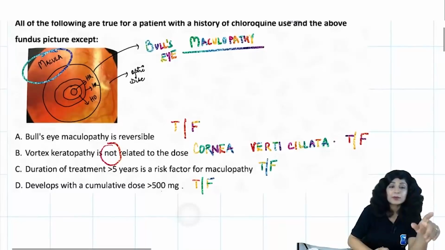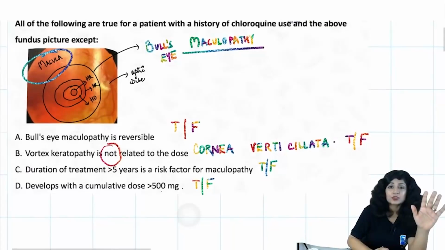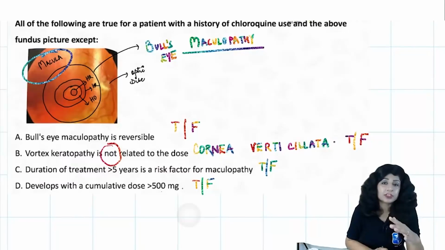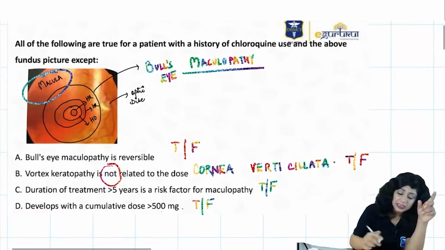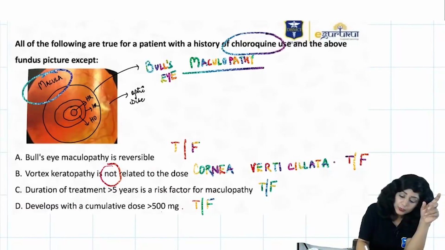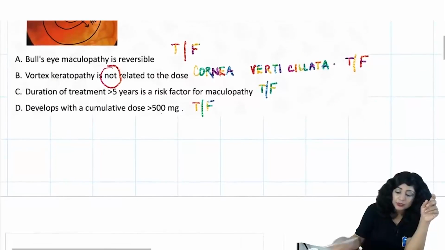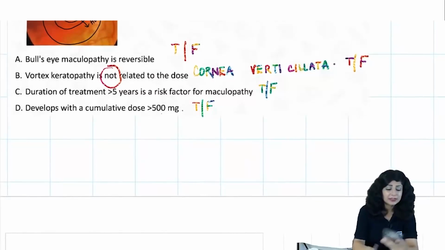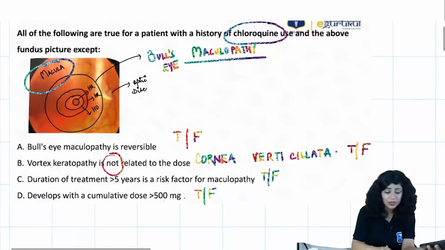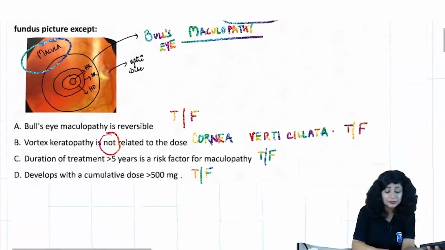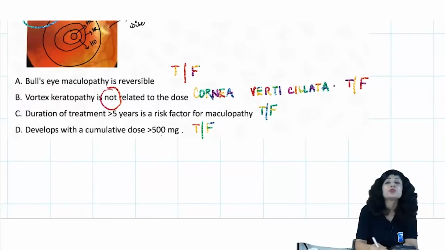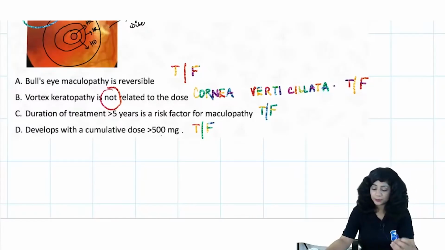We already know it's a bullseye maculopathy, which can occur due to chloroquine as well as hydroxychloroquine. Here they are telling you that we have used this chloroquine. So you have to tell, all the 4 options, they are saying the above fundus picture, all of the following are true except. So you have to take out the false statement here. So let us try to evaluate all the options.